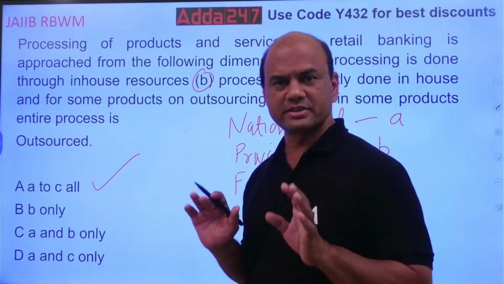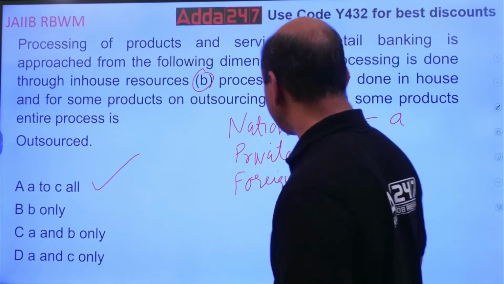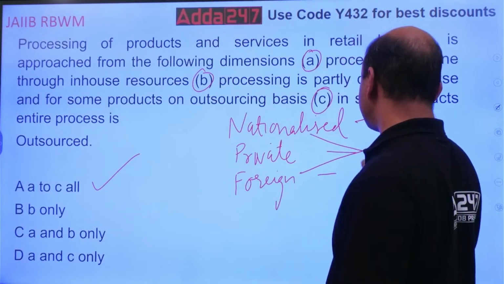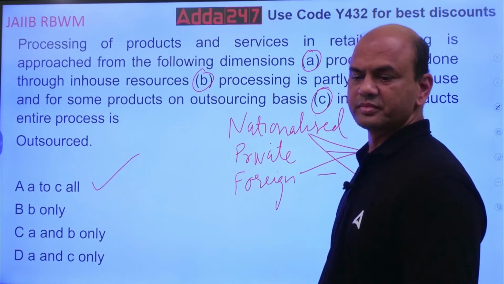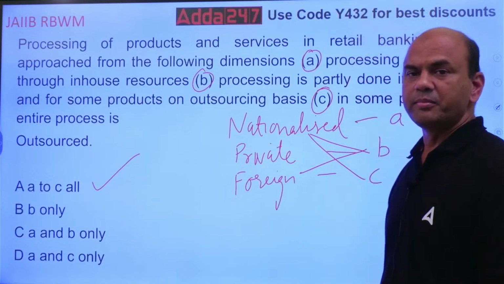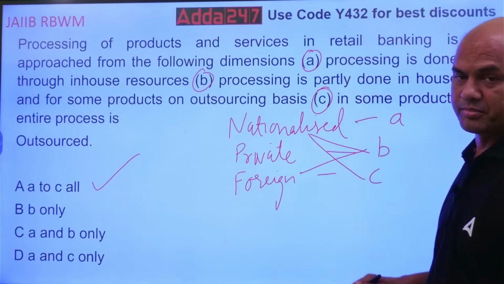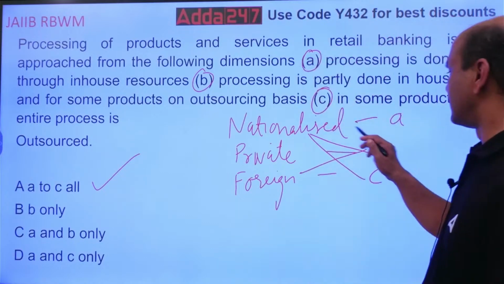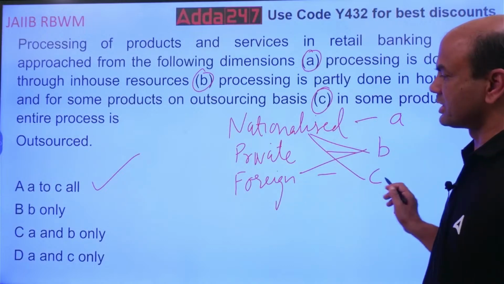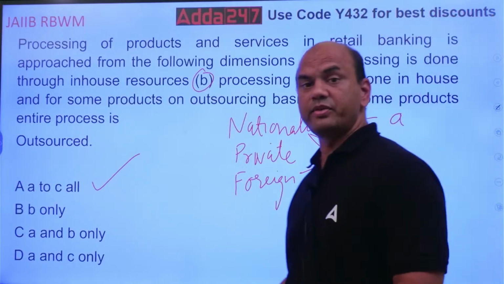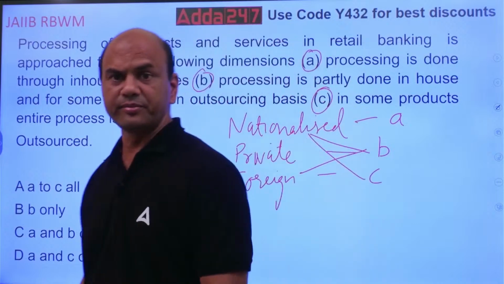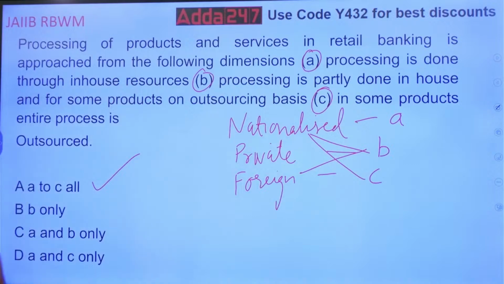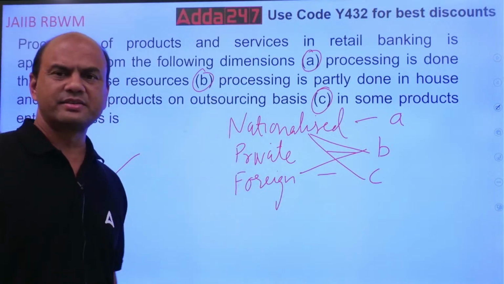Now, practically things are different. Practically, even foreign banks follow this B model. Even nationalized banks follow this B or C model also. It depends on bank to bank. Practically, every bank has a freedom. But if the question comes in the exam, you have to write this answer: nationalized A, private B, foreign C. Kindly remember.